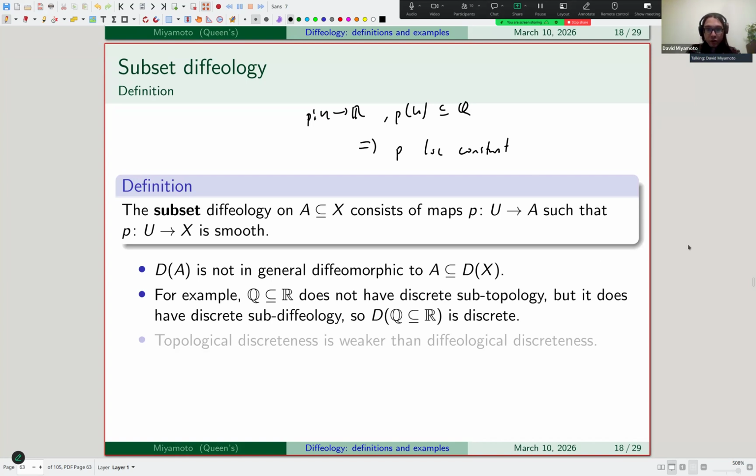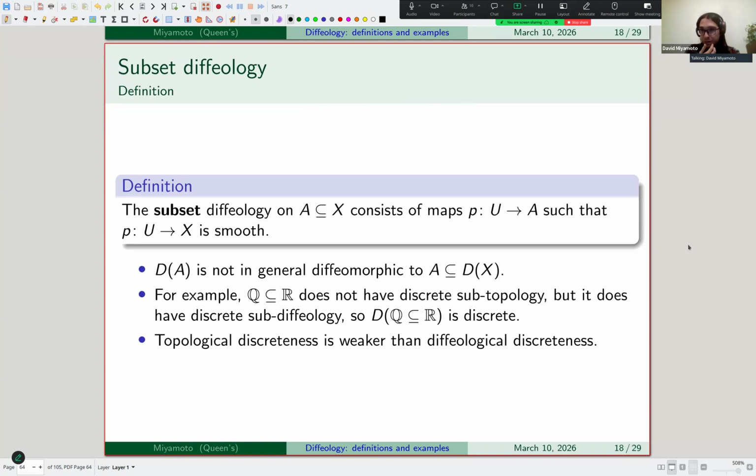And if that's a bit wordy, the motto is that topological discreteness is always weaker than diffeological discreteness. So more things are diffeologically discrete than topologically discrete. Q is an example. Z plus alpha Z, for that matter, is another example of a diffeologically discrete subgroup of R.